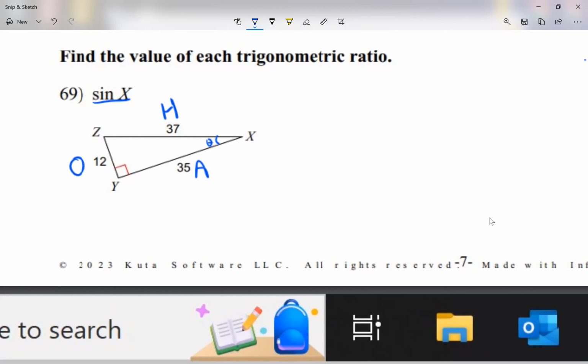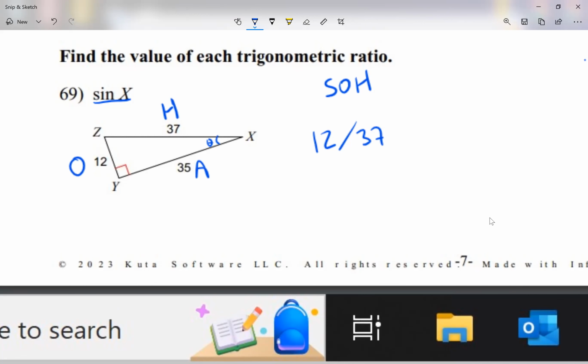And I gave you guys an acronym, right? So, well, a few acronyms. So, sine starts with an S. So I'm going to use the acronym SO, which stands for sine is opposite over hypotenuse. In this case, I'm going to go 12 over 37. If you can simplify the fraction, by all means, do so. In my case, I cannot. So I'm just going to leave it as 12 over 37.